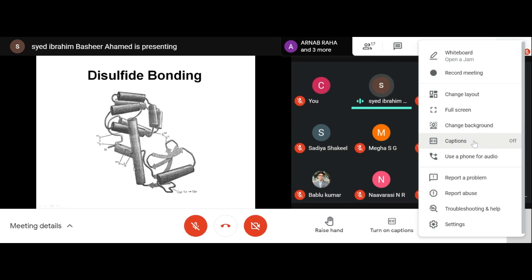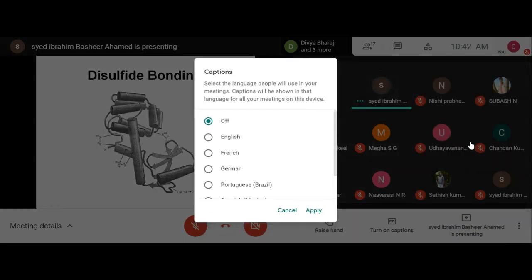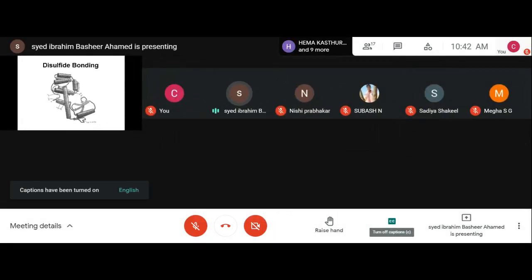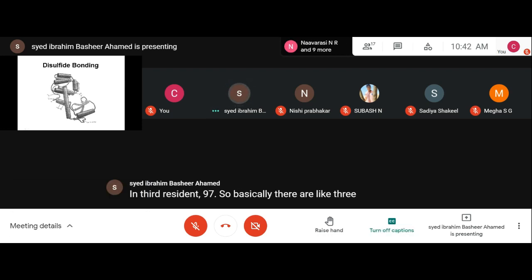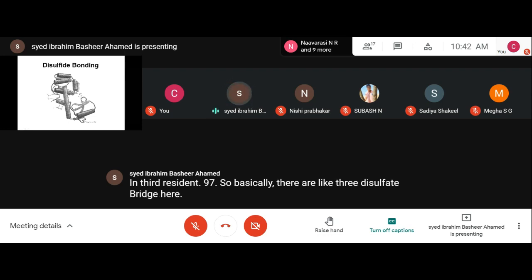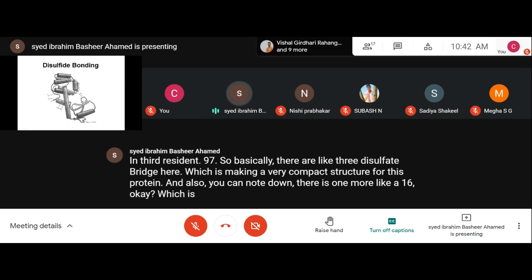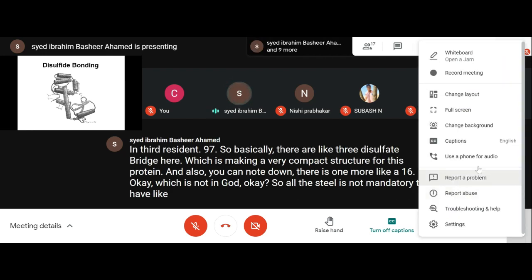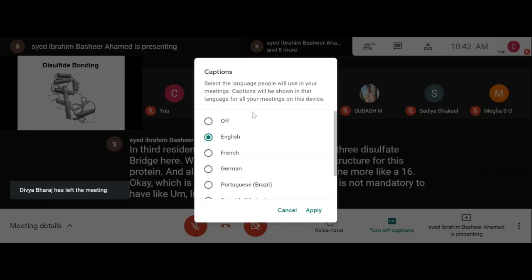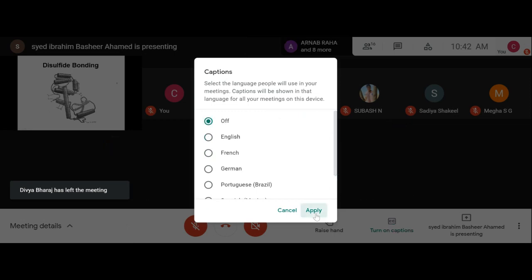Similarly, here you can see the ninth residue and 164, and here the third residue and 97. So basically there are three disulfide bridges here, which make a very compact structure for this protein. You can also note there is one more cysteine which is not involved. So not all cysteine residues are mandatory to have a disulfide bridge. There may be free cysteine residues as well.